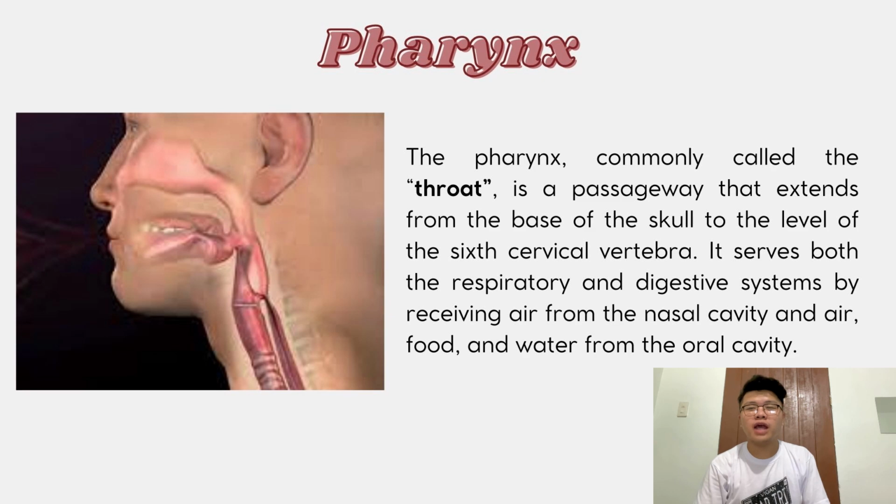So hello everyone, I will be discussing the pharynx. So what is pharynx? Pharynx, commonly called the throat, is a passageway that extends from the base of the skull to the level of the sixth cervical vertebra. It serves both the respiratory and digestive systems by receiving air from the nasal cavity and air, food, and water from the oral cavity. It is a ring-like muscular tube in the middle of our neck, and it helps us to breathe and digest food.